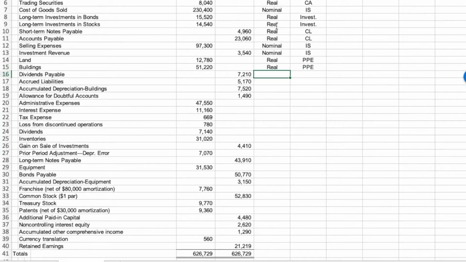Dividends payable is a real account. It is a current liability. Accrued liabilities is a real account. It is a current liability.